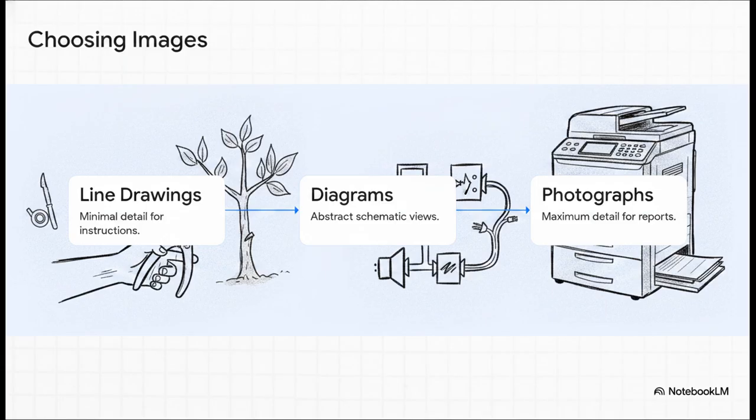Diagrams, on the other hand, offer an abstract, schematic view, perfect for showing exactly how a complex audio system is wired. But if you're writing a recommendation or feasibility report, like telling your company which incredibly expensive photocopier they should buy, you want highly detailed photographs so they can see exactly what they're paying for.